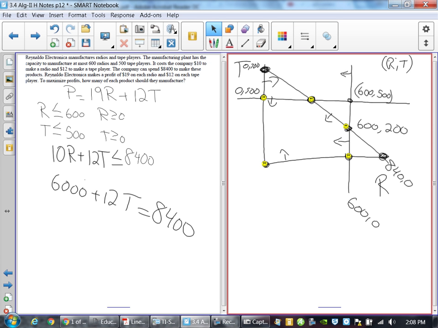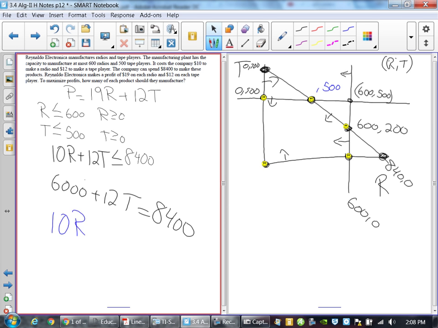I do the exact same thing at the other point on the horizontal. On the horizontal, I have a value here of 500 for the t. So I take 10r, 500 times 12 is 6,000 again. Ten goes into 2,400 how many times? 240. And there's your other ordered pair.